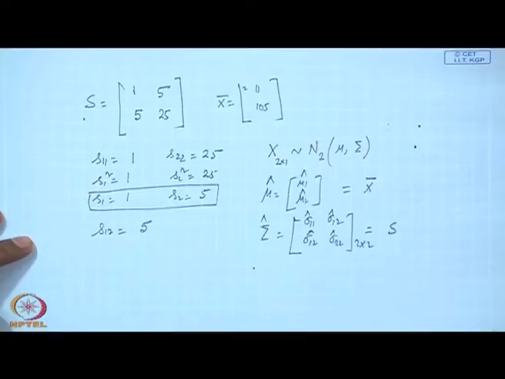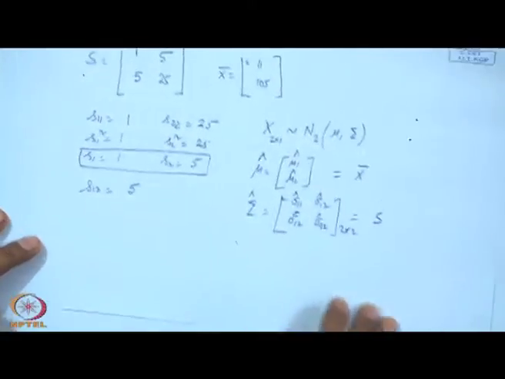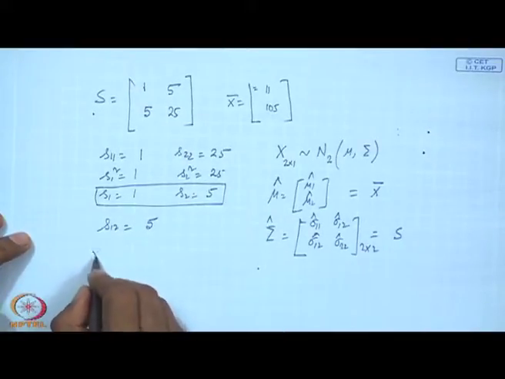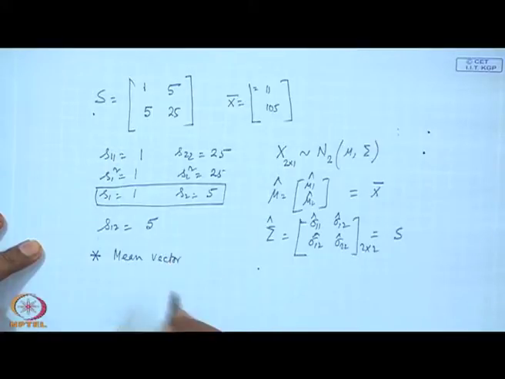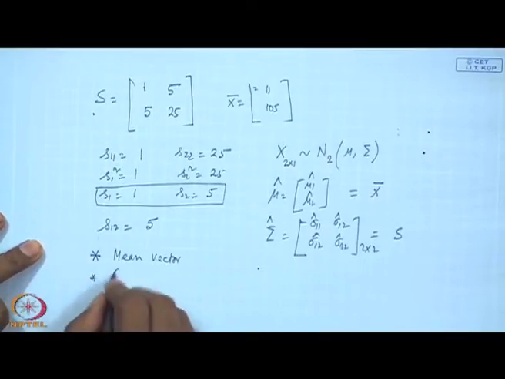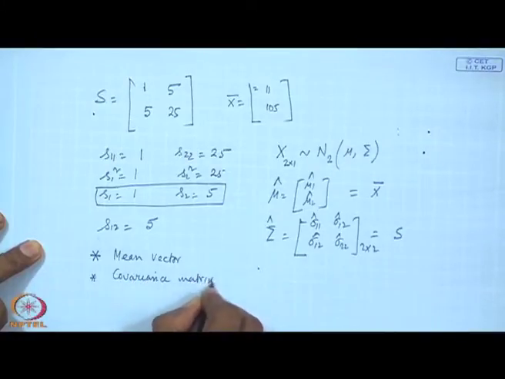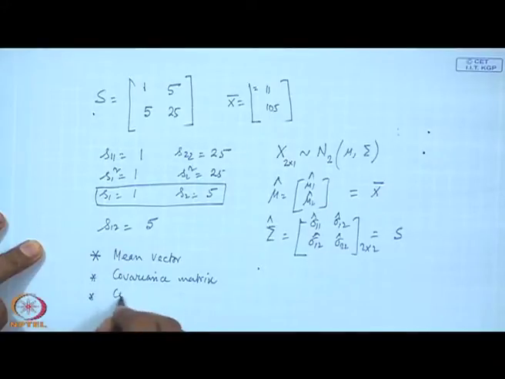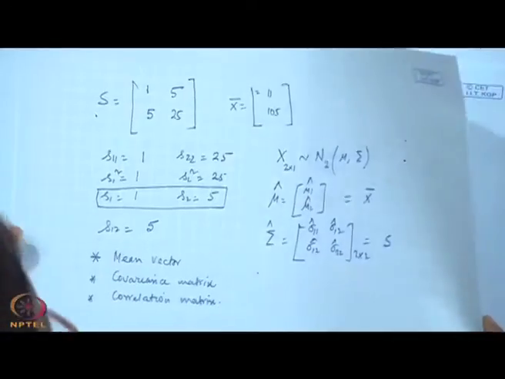Okay. So, that means please remember, multivariate descriptive statistics has 3 components. One is the mean vector, second one is the covariance matrix, third one is the correlation matrix. Now, we will discuss the correlation matrix.